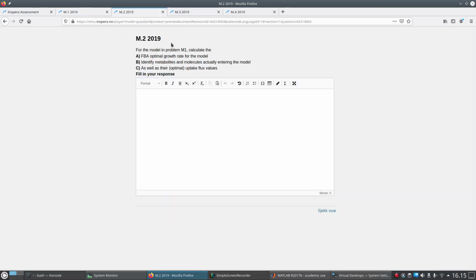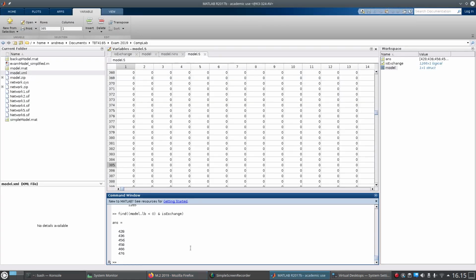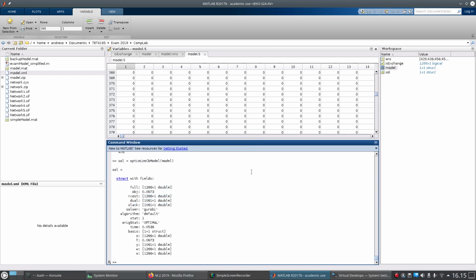So for this model, we want to find the optimal FBA growth rate. Let's just start with that before we move on to the next. So here we go, and then we just do sol, give it a name. Sol equals optimize. No, that's not it. Optimize CB model. Let's just bring this up here a little bit.